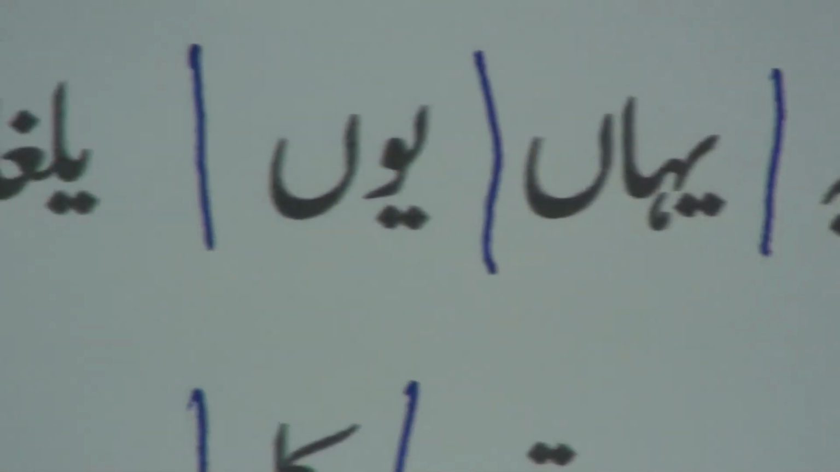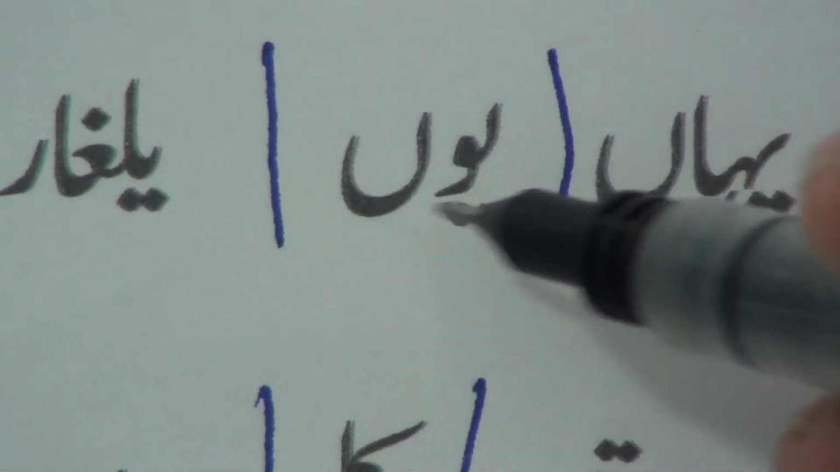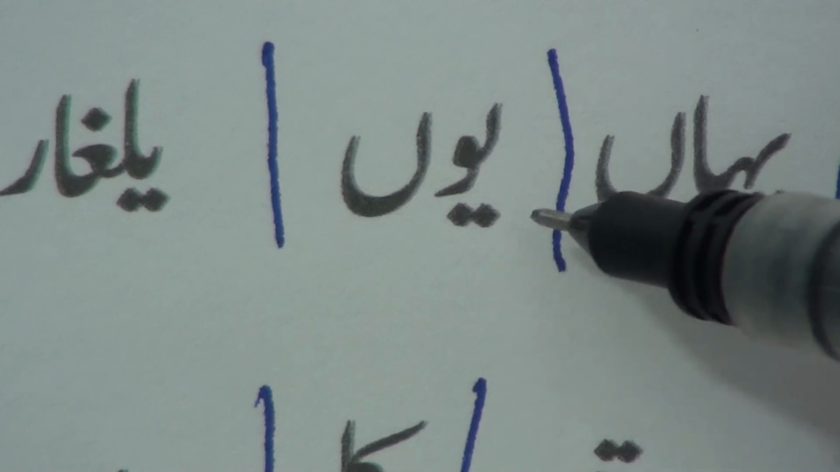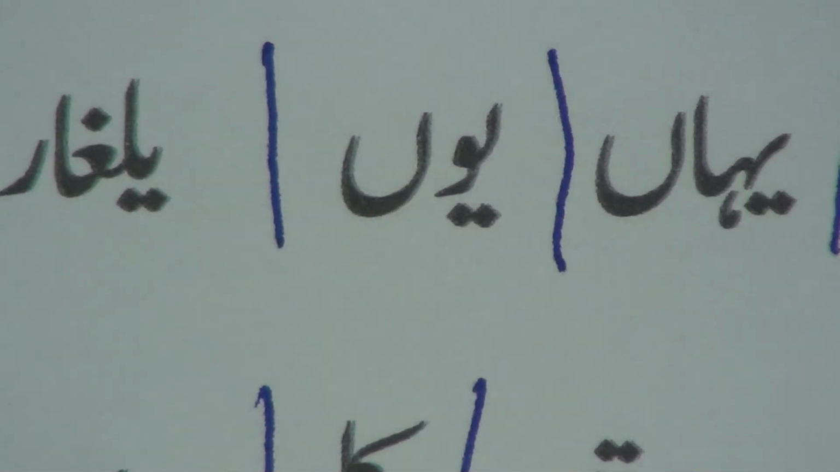Yun. Ye, vav, nun ghanna: yun. Here are two dots. It means it is ye. Yun means this way, in this manner.